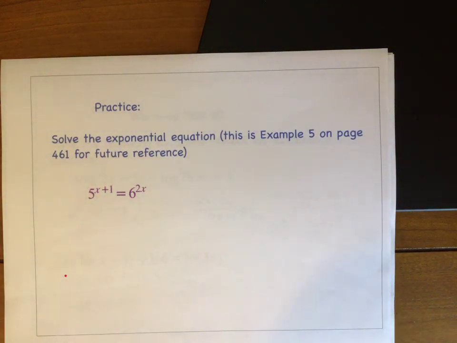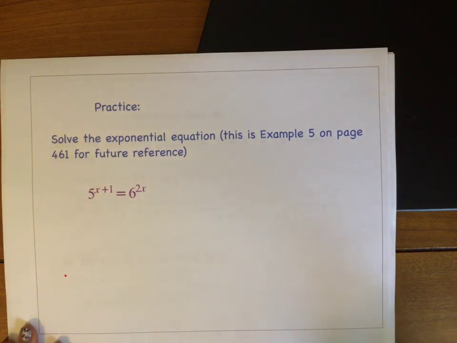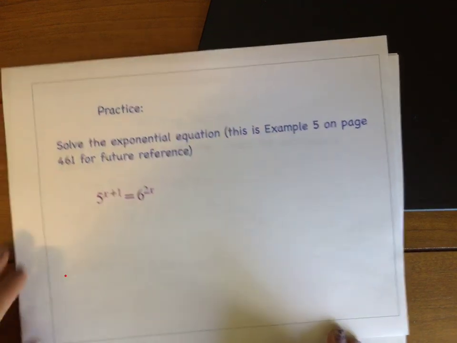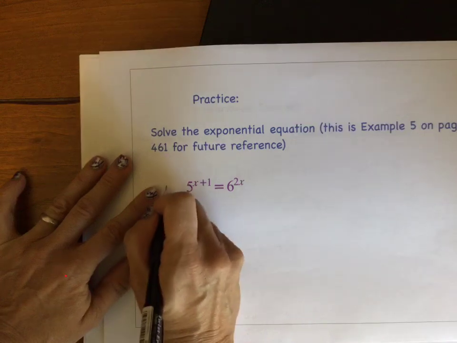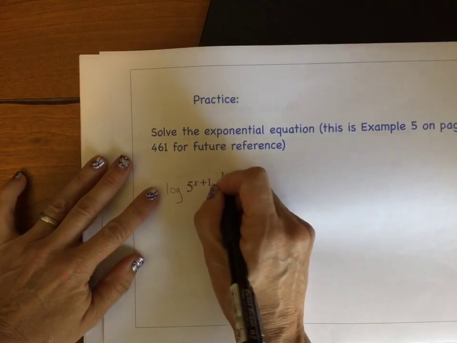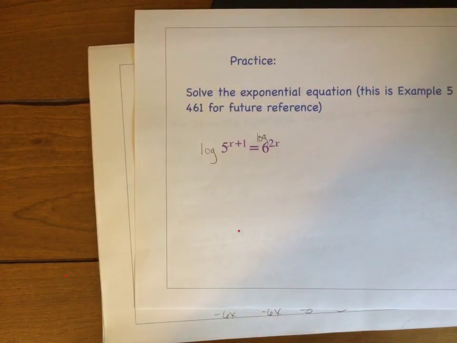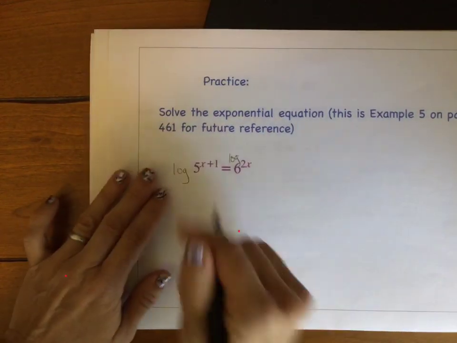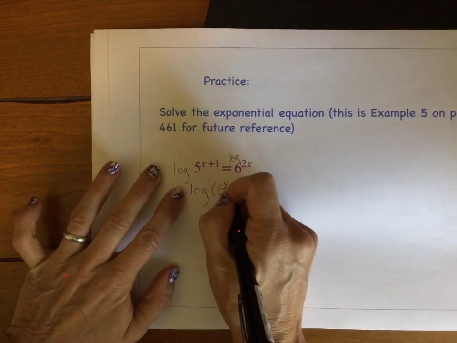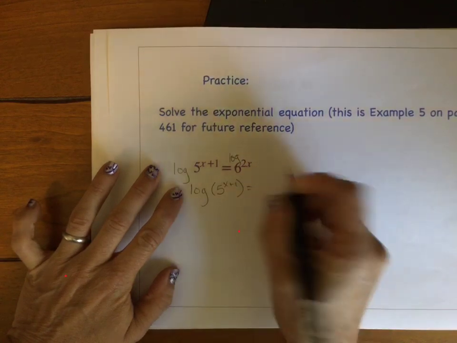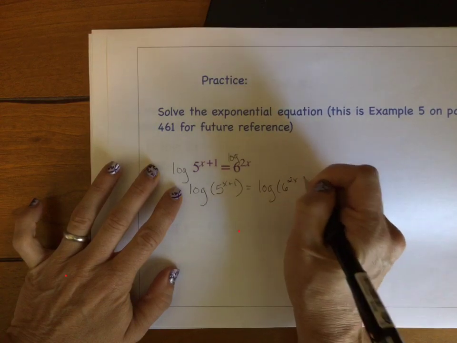So we need to do the opposite of exponents, and our inverse of exponents is logs. So I'm just going to take the log of both sides. So log that side and log that side. Let's write that out a little nicer. I'm going to zoom in. So we would have log of 5 to the x plus 1 equals log of 6 to the 2x.